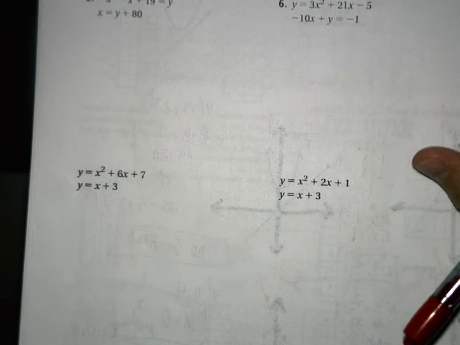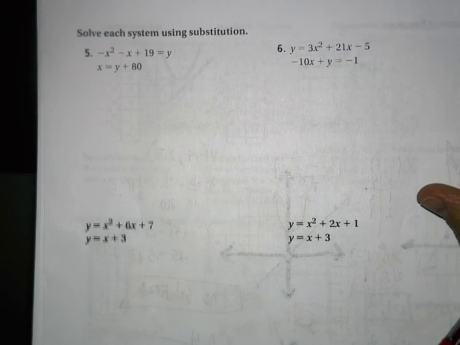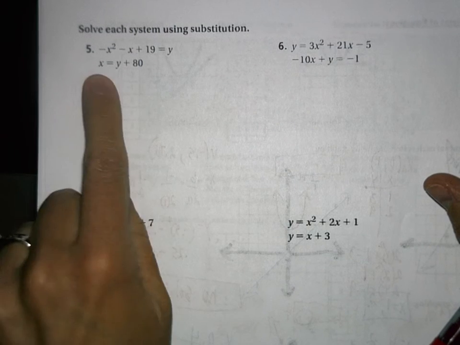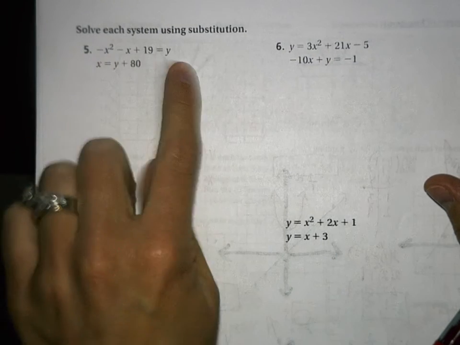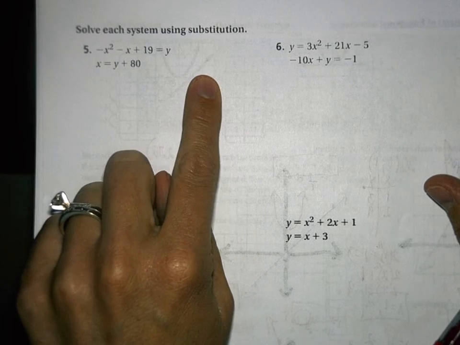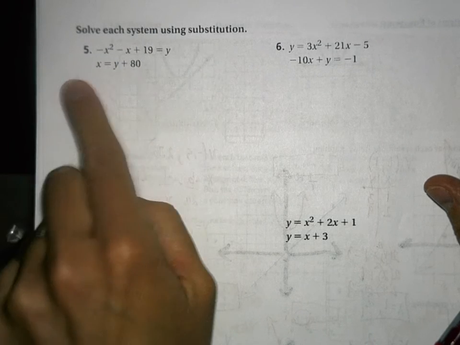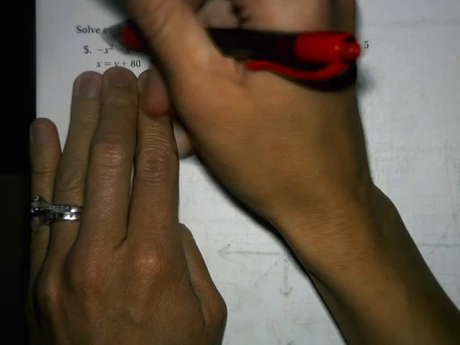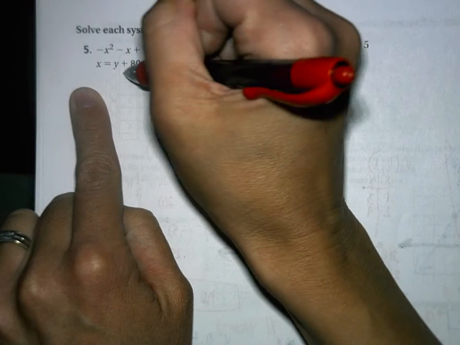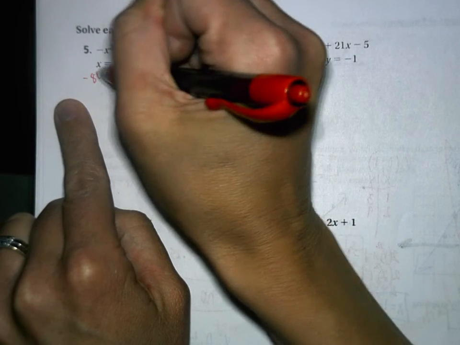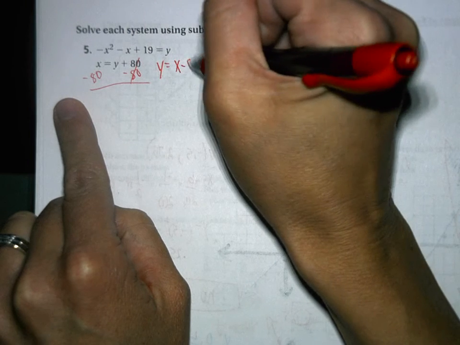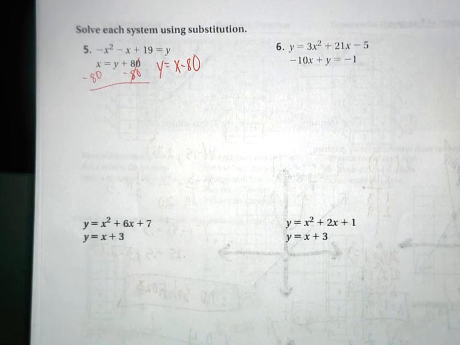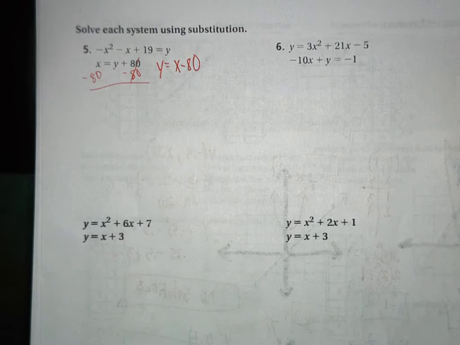Okay, so again, I would set it so that they both equal y. This one already has it equal to y. Do you guys see that? This one is saying y equals this. This one doesn't. So I'm going to subtract 80 to make it so that it is y equals x minus 80. Are we good there? Okay.